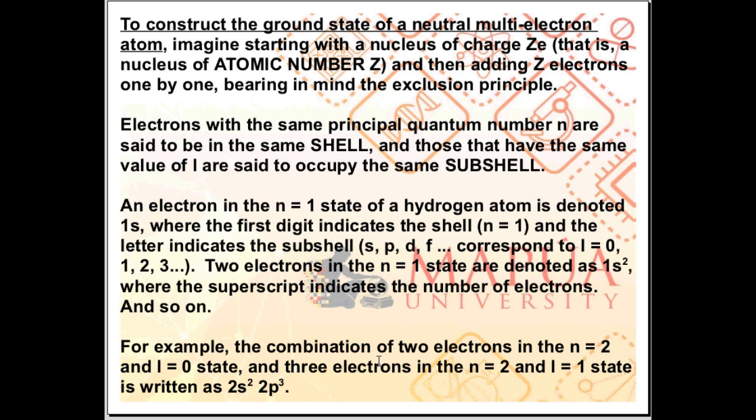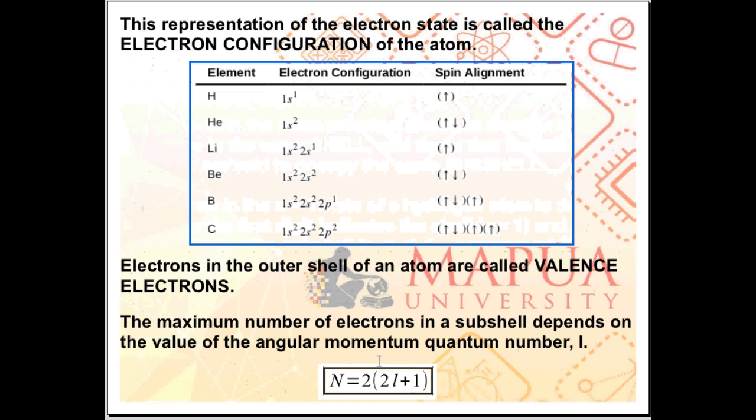This representation of the electron state is called the electron configuration of the atom. Some examples of electron configurations: hydrogen is 1s1, helium is 1s2, lithium is 1s2, 2s1, and carbon is 1s2, 2s2, 2p2.